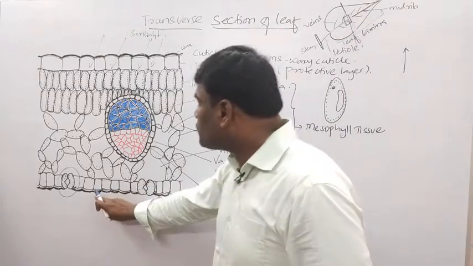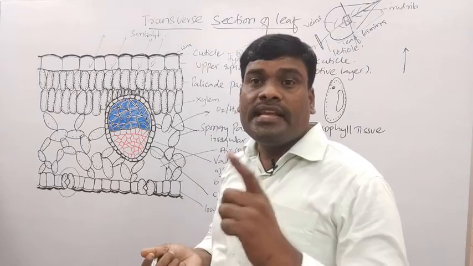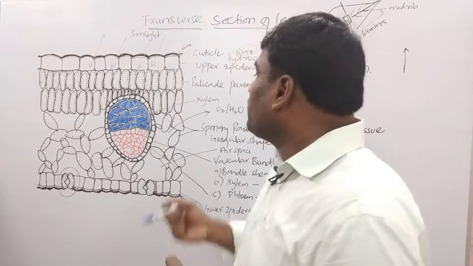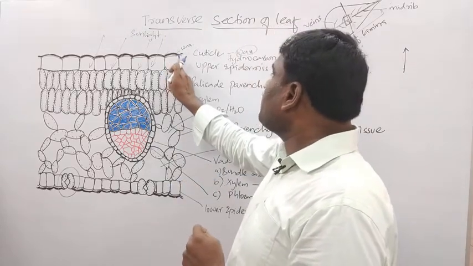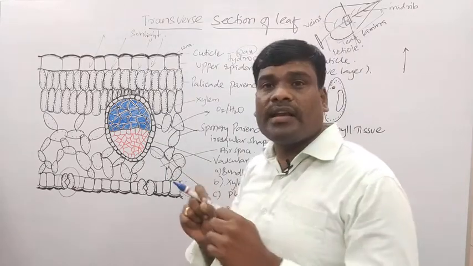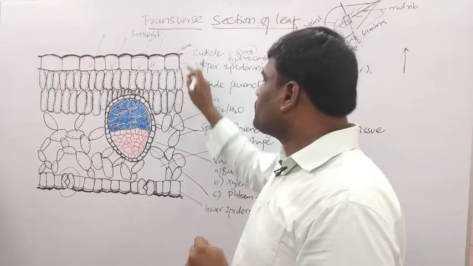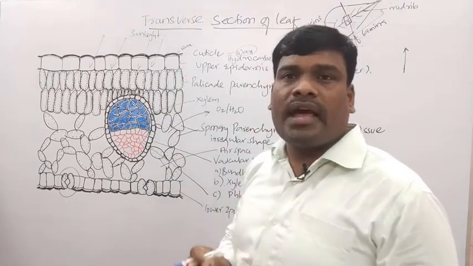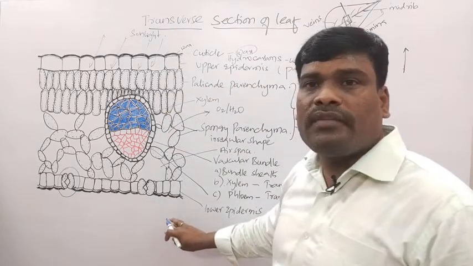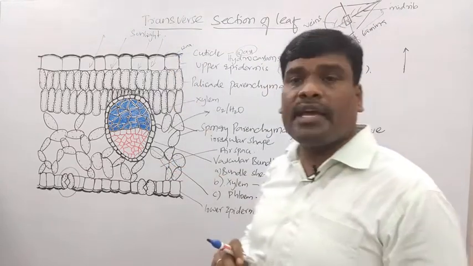Stomata are not seen in the upper epidermis. But there is one exception, children. In aquatic plants, stomata are seen even in the upper epidermis. But in terrestrial plants, we see stomata in the lower epidermis only. We will not see stomata in the upper epidermis.